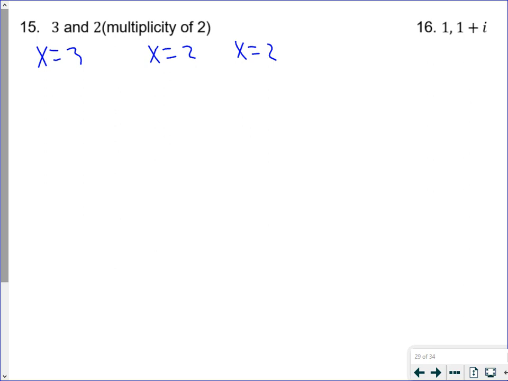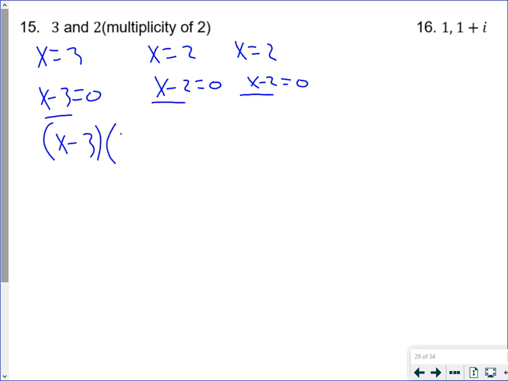We're going to move the 3 over, set it all equal to 0, since factors have to be set equal to 0. So x minus 3, x minus 2, and x minus 2. All right? So now we're going to multiply everything together. x minus 3 with x minus 2 and x minus 2. So just x minus 2 squared. And we can see x minus 2 squared is a perfect square trinomial.